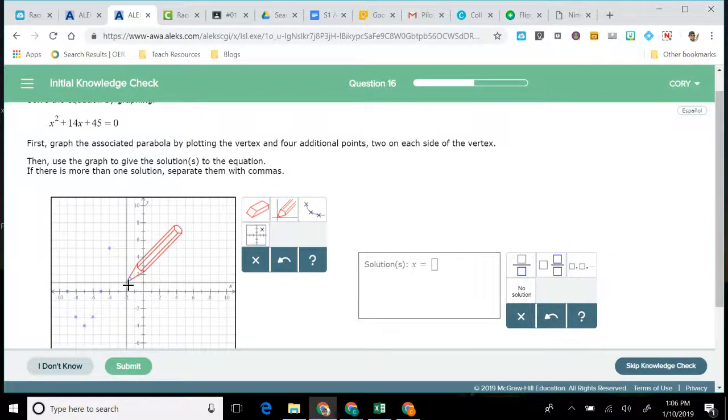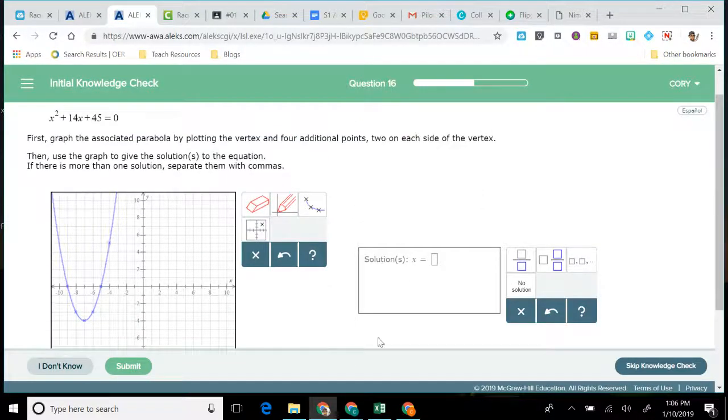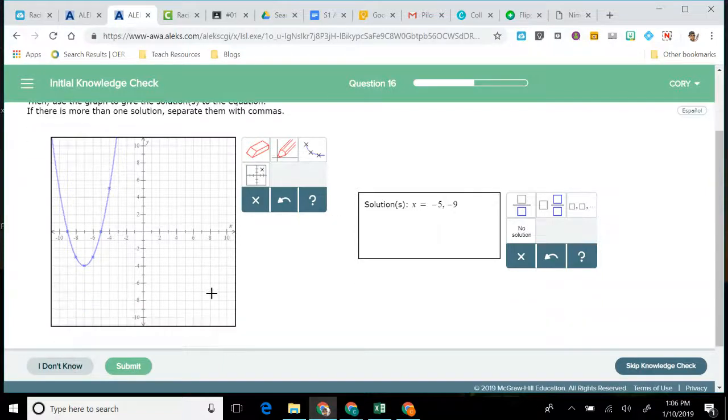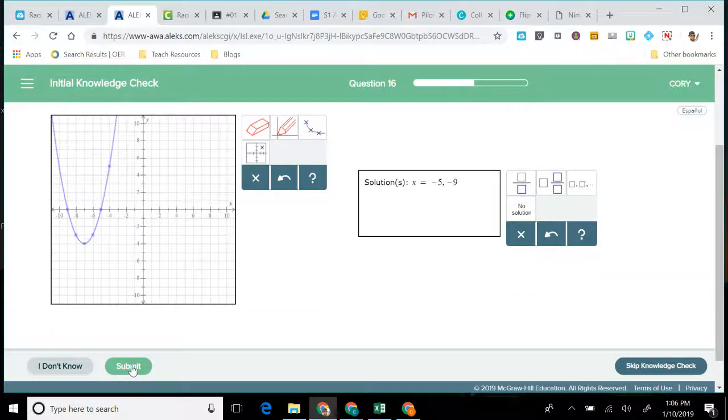So that means it's symmetrical. I can plot this curve now, and we're good. Oh, and the solution, so the x-intercepts are -5 and -9. I almost got that wrong. -5, -9. Those are the x-intercepts. That's what the roots are, the solutions.